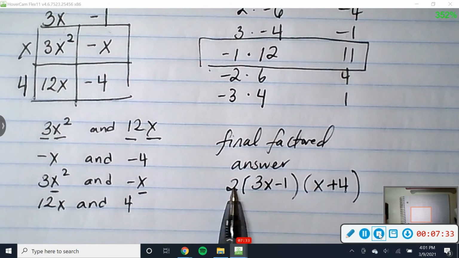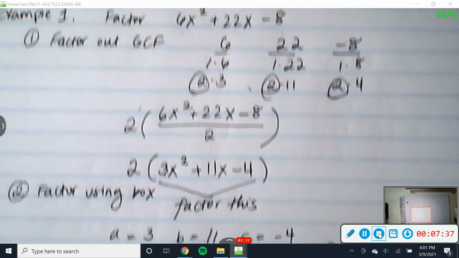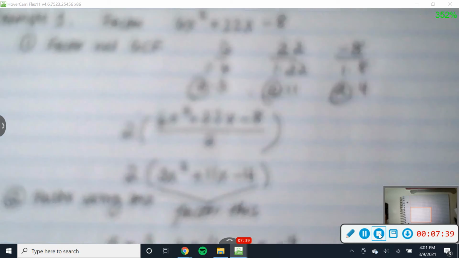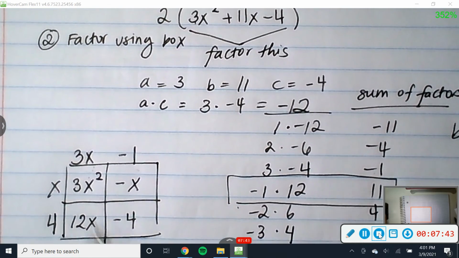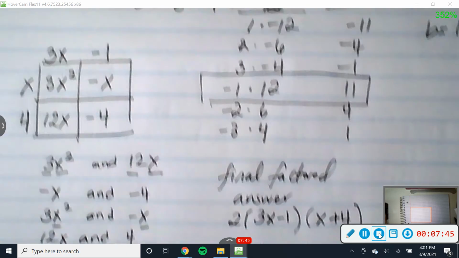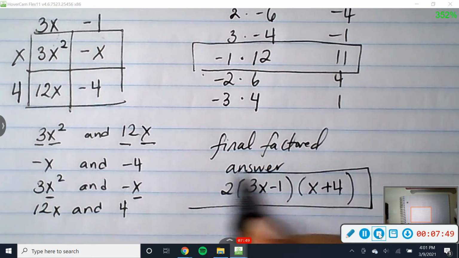So your final factored answer should have the GCF that we did in step 1, right here. Then it has the factor binomials, which we did using the box. So you can see all of these components are here in the final answer.